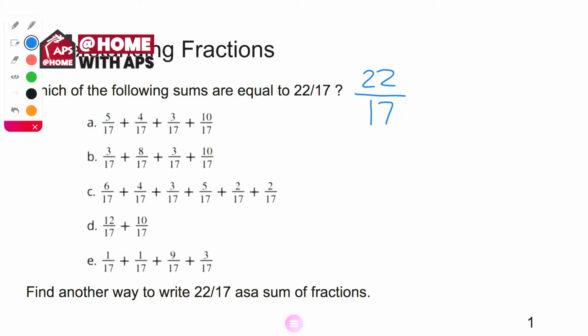So our first one is we have 5/17 plus 4/17 plus 3/17 plus 10/17. Again, I have to leave my denominator alone because it's just how many pieces of the whole there is, not how much we have. All right, so we have 5 plus 4 plus 3 plus 10. Remember how I told you we could add them in any order? That's what I'm going to do. So I know 5 and 4 makes 9.